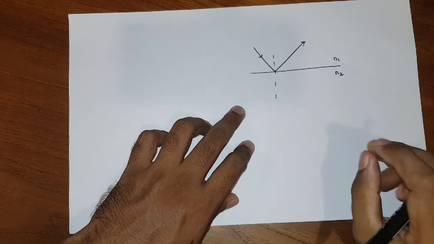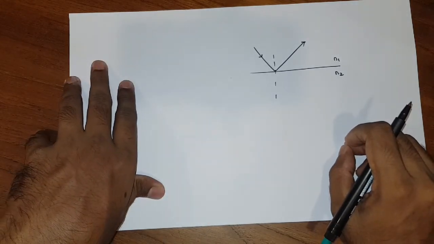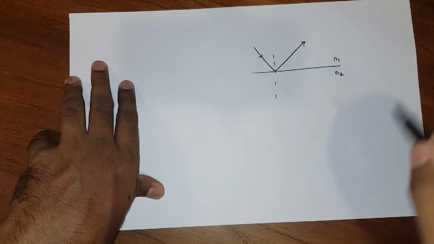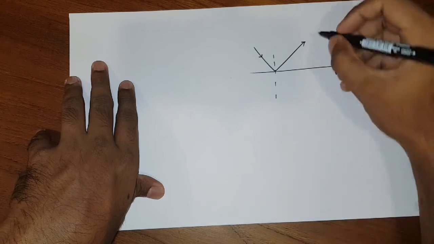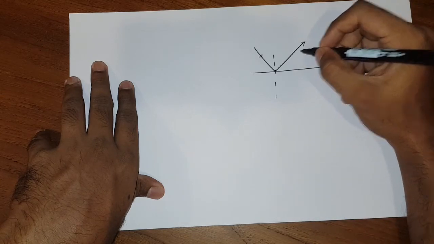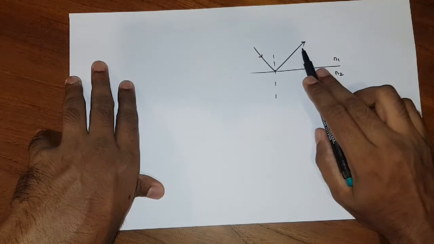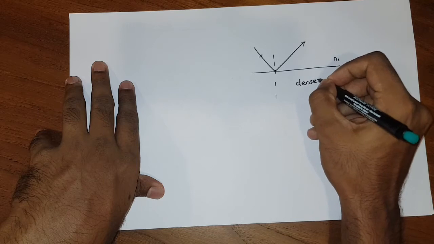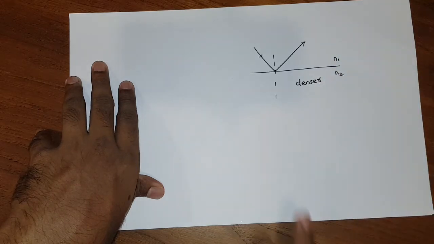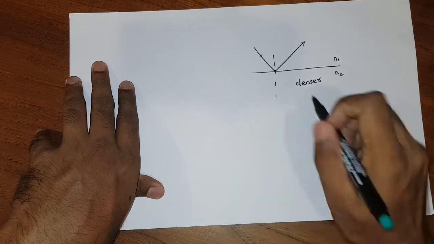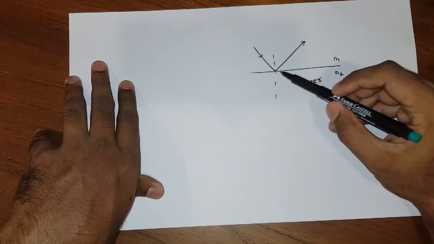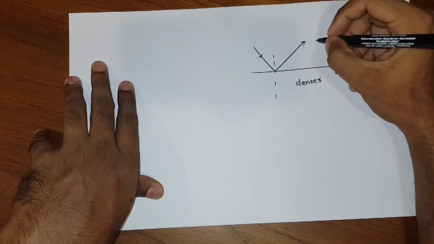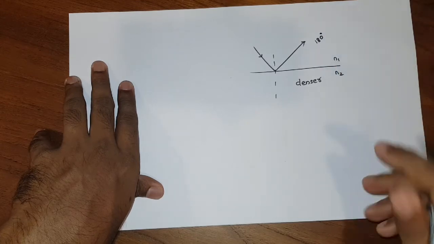The thing which we want to discuss now is that whenever light gets reflected from an interface, a phase shift might happen to the reflected light. So this is the incident light and this is the reflected light. If the interface is a denser medium, or we can say that if the light is getting reflected from a denser medium, the reflected light will have a phase shift of 180 degrees.